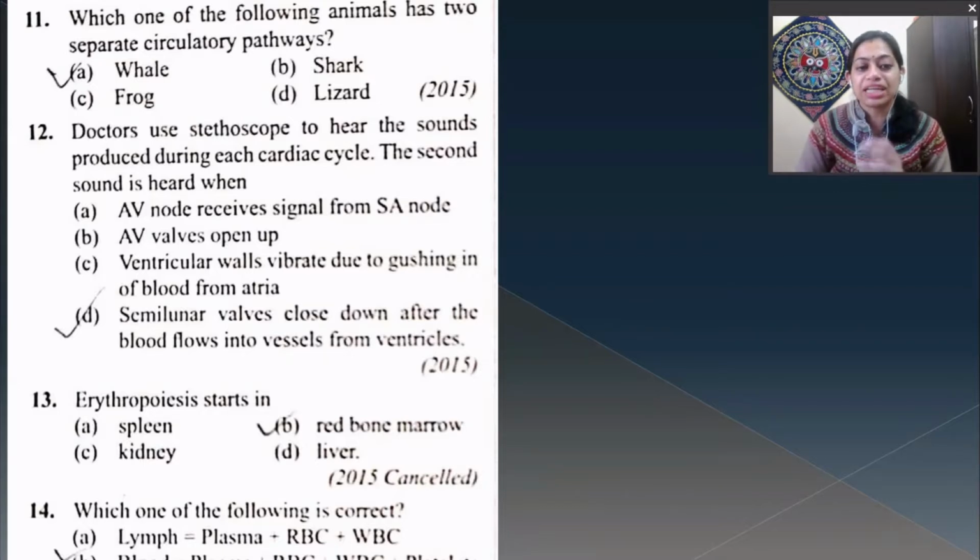Erythropoiesis starts in spleen, red bone marrow, kidney or liver. Right option will be B, red bone marrow.